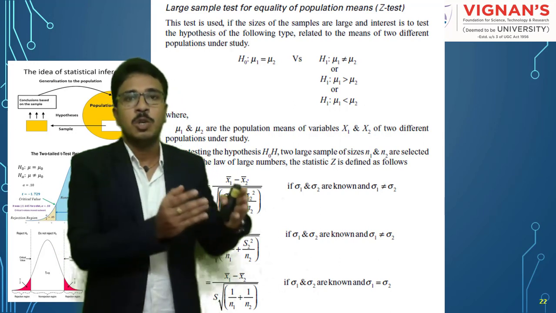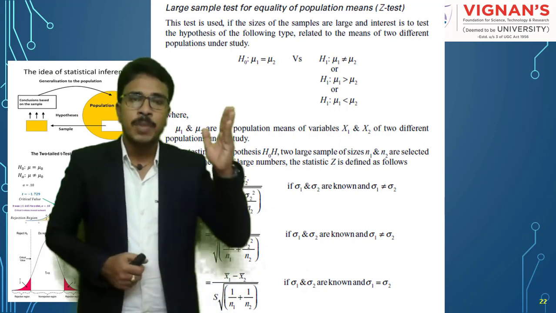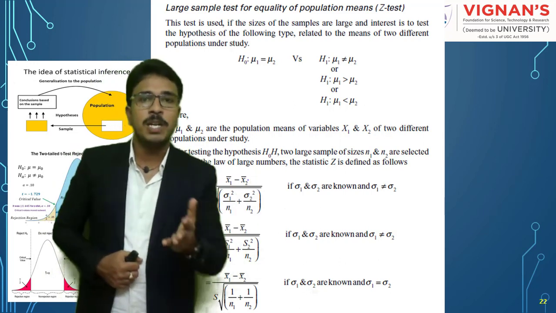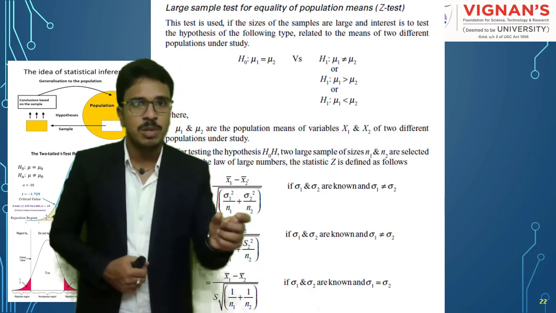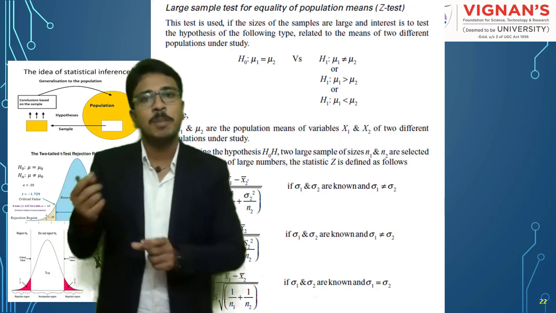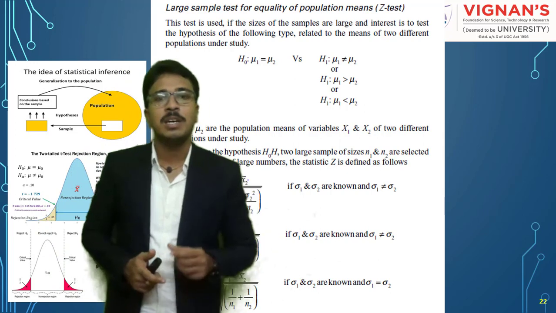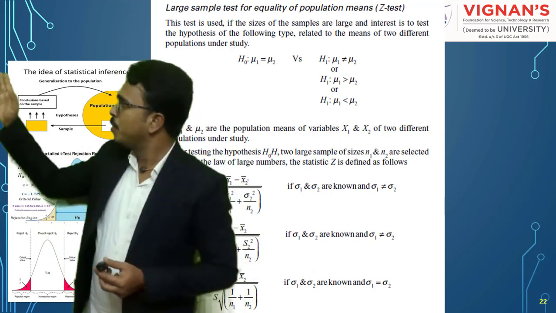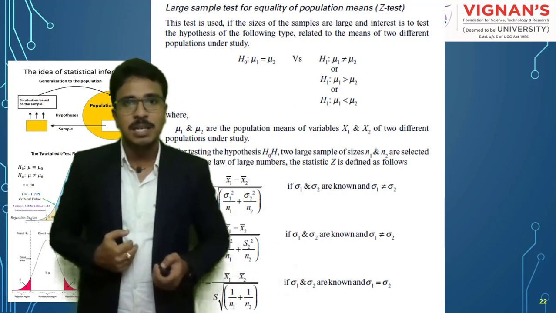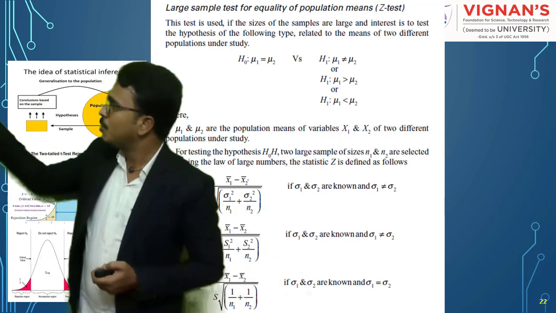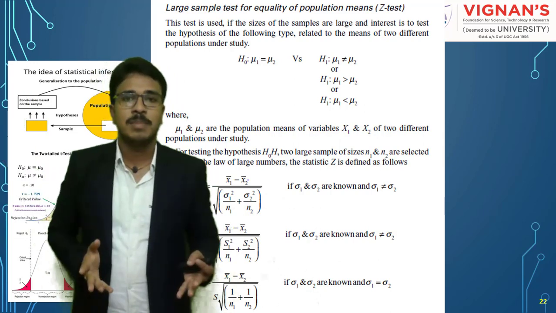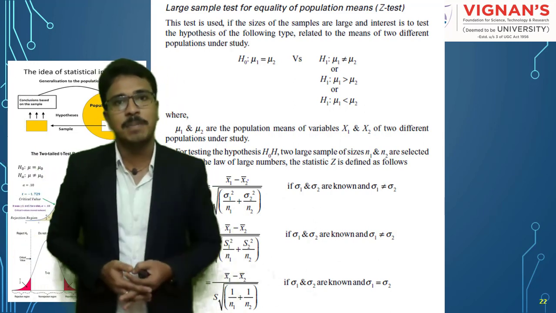Two populations means two means will be there, that is mu1 and mu2. Generally we represent the population mean with mu if one population is there, and with mu1 and mu2 if two populations are there. So how can we set the null hypothesis? H0: mu1 is equal to mu2. That means the means of the two populations are the same.